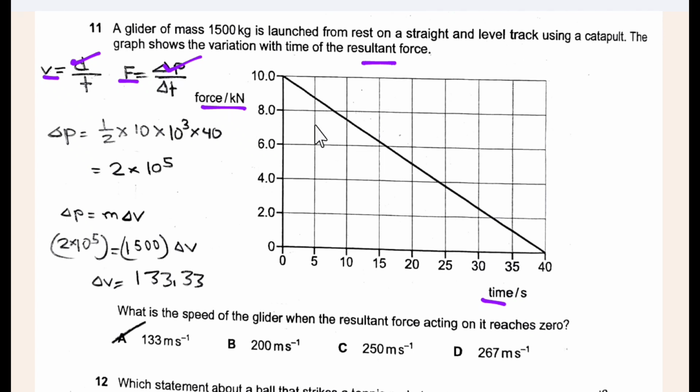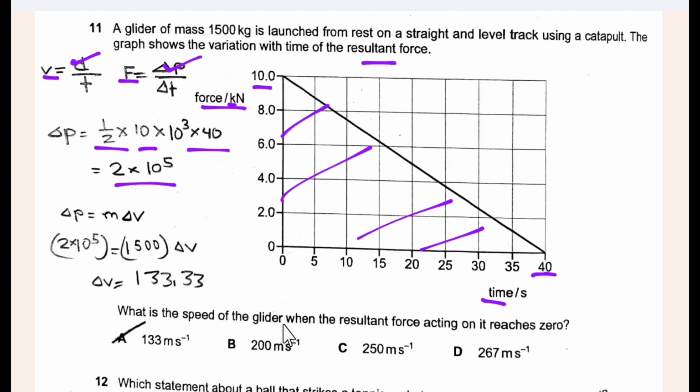So what is the change in momentum? The area under the force time graph. So what is the area? Since it is a triangle, it is half into base into height. The height is 10 kilo, so 10 into the power 3, and the base is 40. So the change in momentum comes to be 2 into the power 5.